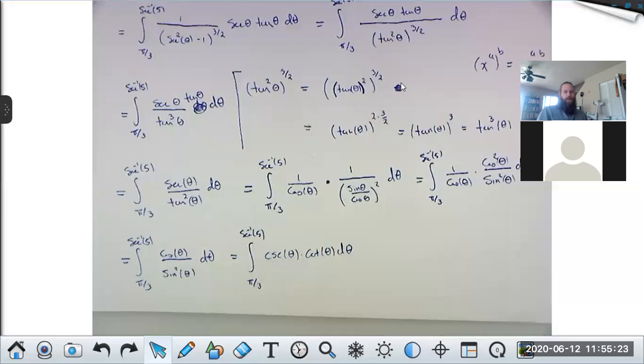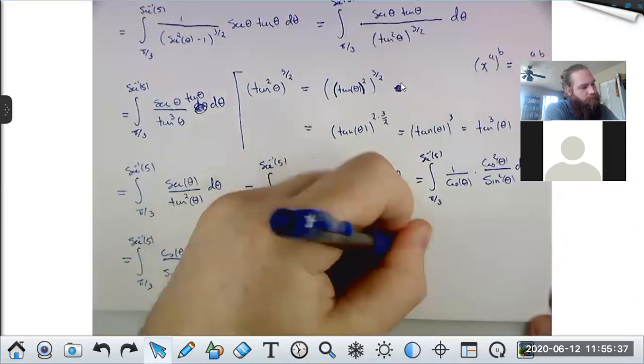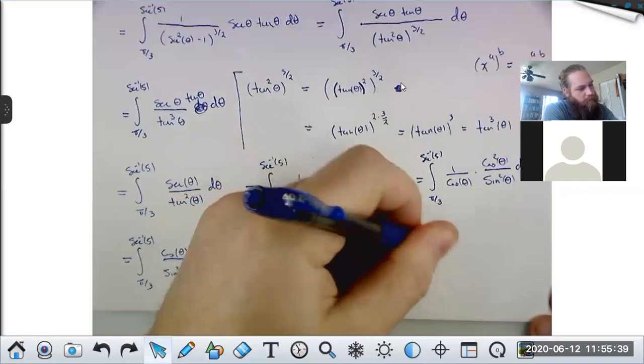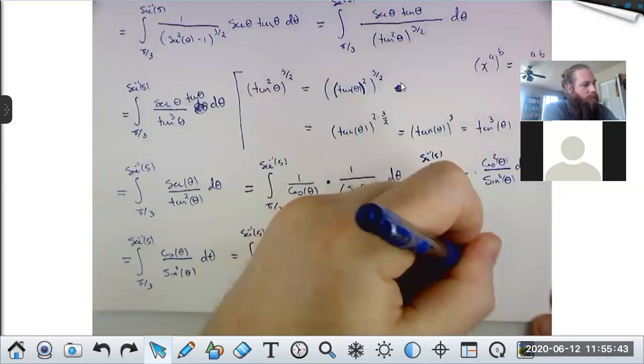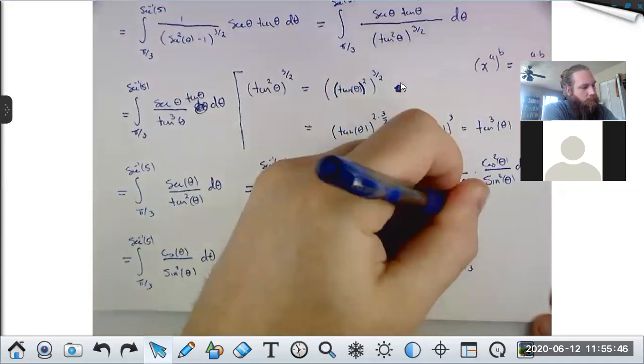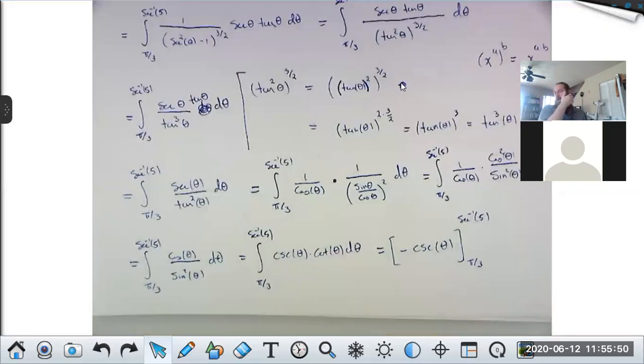So 1 over sine theta times cosine theta over sine theta. That's cosecant theta times cotangent theta, which is the derivative of negative cosecant theta. And we're still going to have to handle that inverse secant of 5. That's still going to be a little bit tricky, but we can do it.